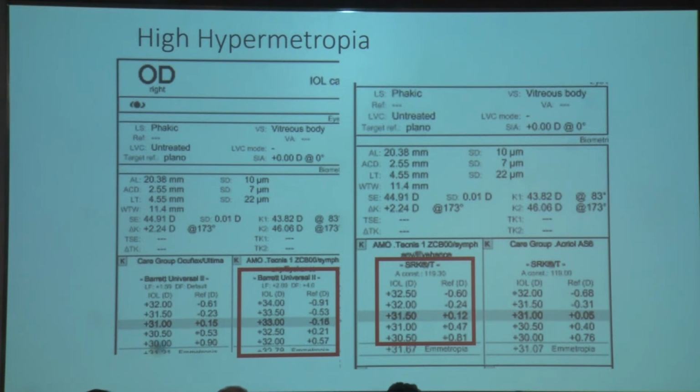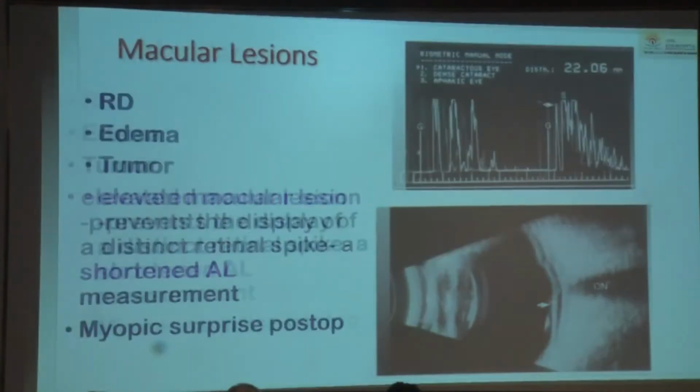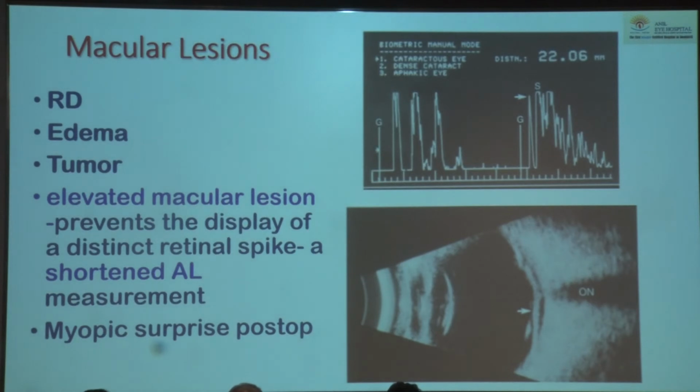At the other extreme, you have a high hypermetropia patient. Again, 20.38 is the axial length. You look at the Barrett Universal 2, it shows a +33 diopters, whereas the SRKT shows +31.5. So you can really go haywire, and these are things which you really need to be very careful about.